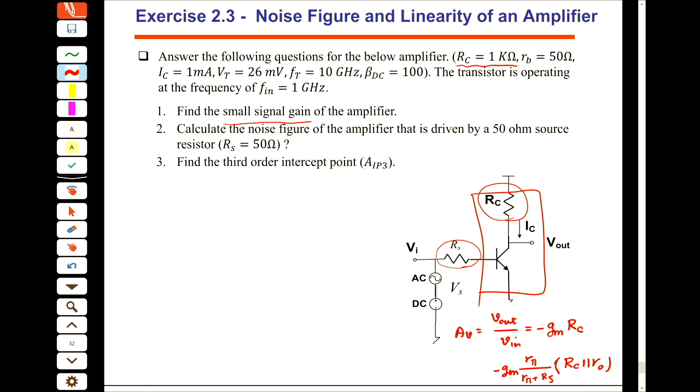Noise figure, I just tell you and you can follow. For this one, how to find the third intercept point. For the third intercept point, the important thing in the bipolar is this: the formula for IC equals IS e to the power VBE divided by VT. This is the current of a diode. This is what we have.